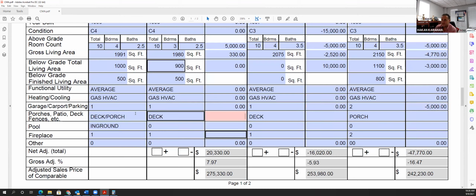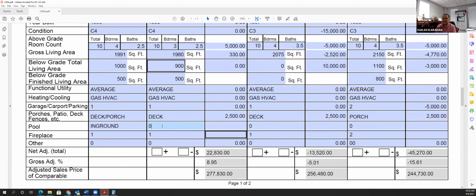All right. Now this property has a deck and a porch. This one has a deck. So therefore we're going to take away $2,500 from it. And $2,500 from this one. And this one has a porch, additional $2,500 to us.